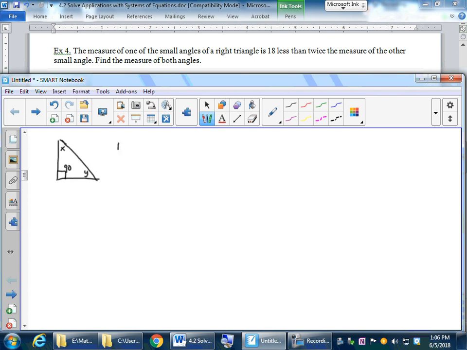So now my first step will be to define the first small angle and the second small angle. Let's define it that way, X and Y. We know that in a triangle, all the angles add up to 180 degrees. So the first small angle plus the second small angle plus 90 degrees, because this is a right triangle, is equal to 180. That's how I got the first equation.